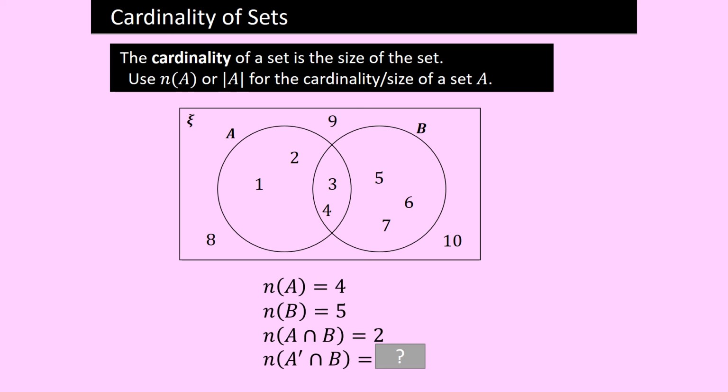And the cardinality of the set of elements not contained in A, intersecting with B, is 3. Sometimes you have a dash to represent not in A, or sometimes you have a C to represent the same thing, the complementary set.